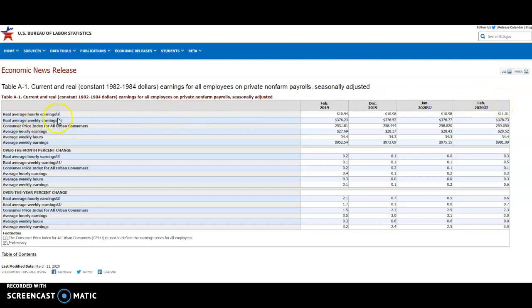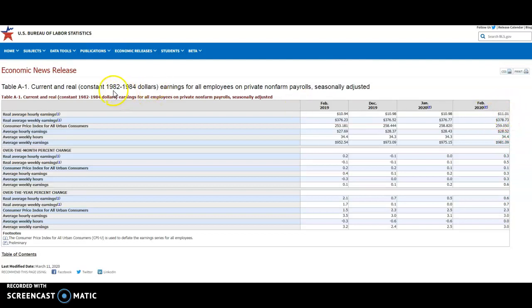Note that we have real average hourly earnings of $11.01. Well, where did we get that? Well, scroll down and you'll see the average hourly earnings nominally is $28.52. To get $11.01, the Bureau of Labor Statistics takes this $28.52 and they deflate it with the Consumer Price Index. This process of deflating is converting a larger number into this smaller number. In essence, putting the February 2020 nominal wages into base year terms.